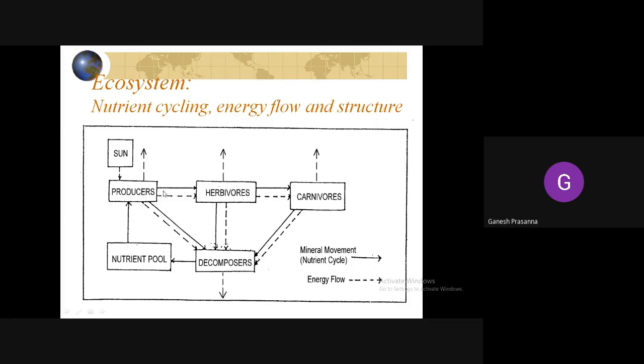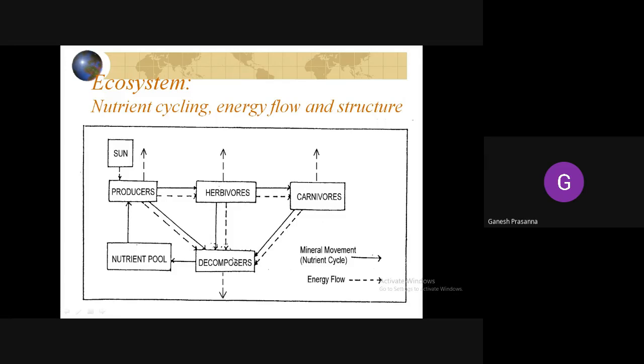Okay. Now you can see the continuous lines always mark the nutrient cycle, the movement of minerals, whereas the dotted line represents the energy flow. Producers are consumed by herbivores, there is some amount of energy being flown. Herbivores are being consumed by carnivores, there is some amount of energy being flown, and during which there is some amount of energy that is being released into the atmosphere.